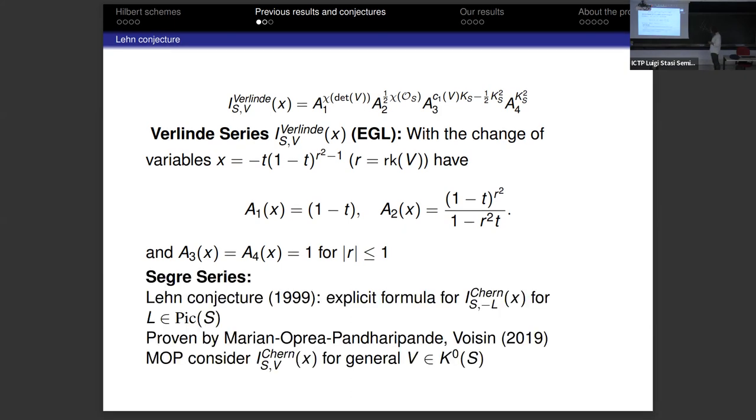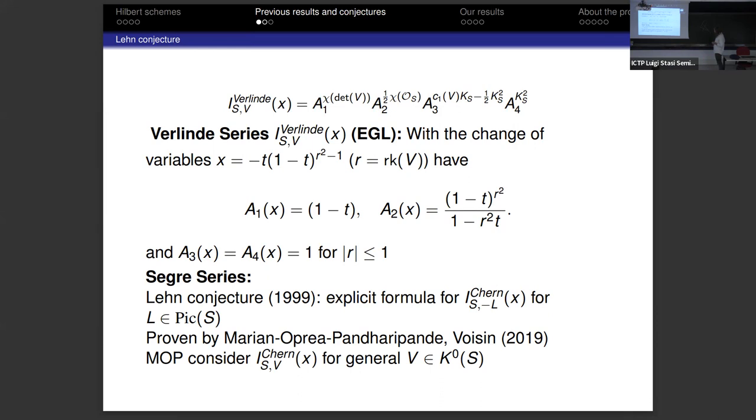Now for the Segre series, there is this old conjecture by Lehn, which I think he also had a bit ahead of in that goal, no? I think he wrote in his paper, he consulted you to find this conjectural formula. And this is an explicit formula for this Segre series. So this is the Segre invariant for a line bundle F, which means the Chern series for minus F. He gave an explicit formula for this in this kind of form.